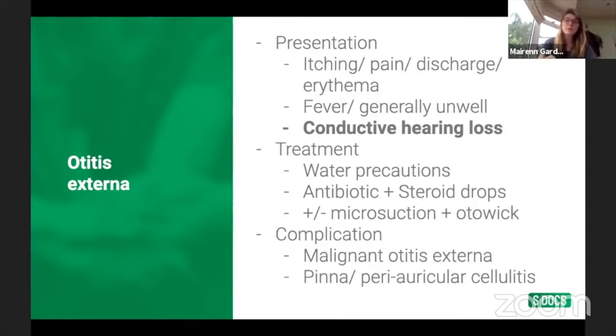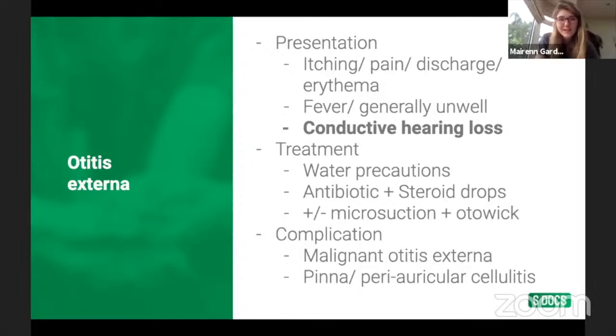If otitis externa is very bad, you might need to do microsuction. And this is important because within the debris, there'll be lots of bacteria. So you need to clean this debris to decrease the bacterial load to allow the antibiotics to work. You can also use an otowick. So an otowick allows you to put antibiotics through the debris to ensure that they work better.